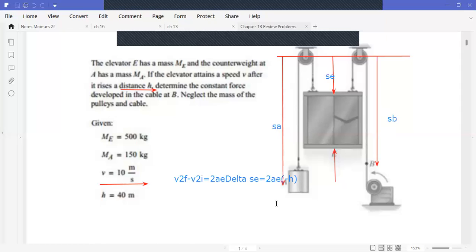What should I do now? I should find another equation for AB or AE. Sum of forces along y direction. Very good. I take as free body diagram the free body diagram of the elevator and the free body diagram of the block A. Okay, let us do it.